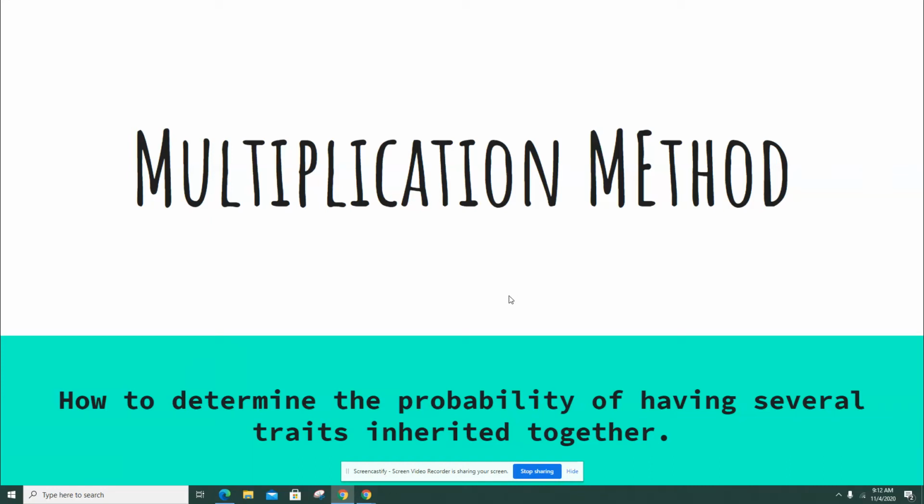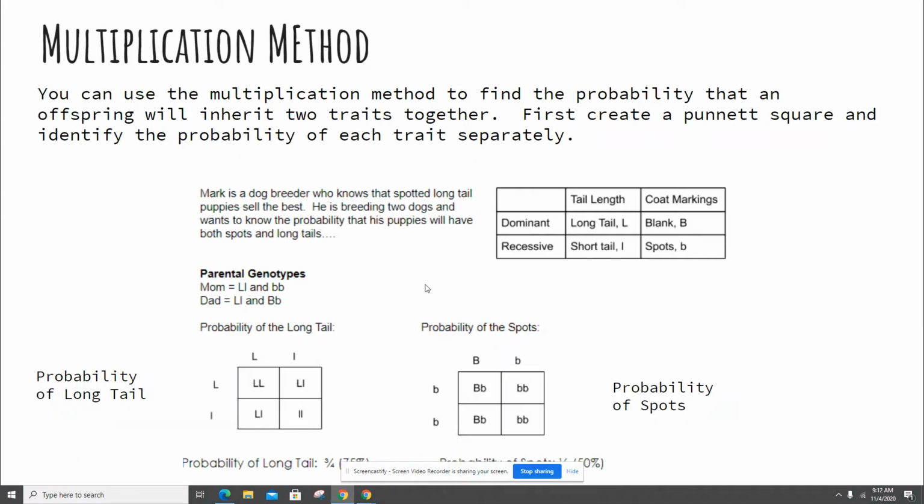Hi guys, I'm just going to share with you the multiplication method for determining probability in a genetic cross. This is a method that might make it easier if you're struggling with dihybrid crosses, or if you have to do, say, a trihybrid cross, which is even more difficult.